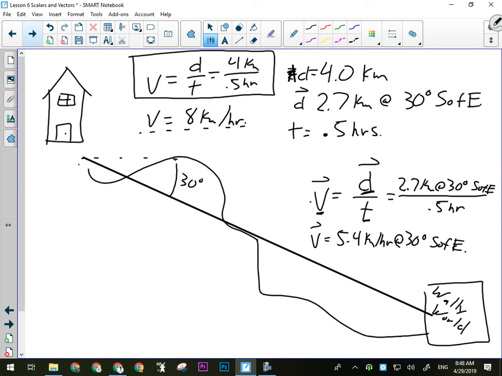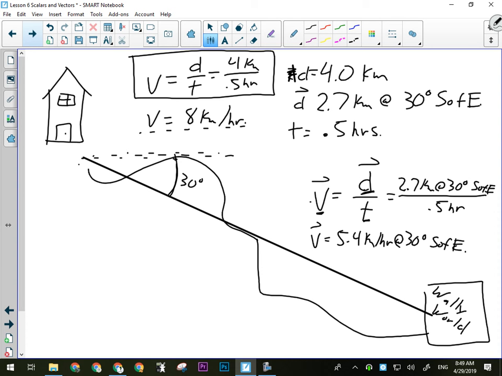If I wanted to calculate my velocity, then I would need to know my displacement. My displacement is the straight line, right? And we said that my displacement would be 2.7 kilometers at 30 degrees south of east. So here's that 30 degrees. This dotted line here is due east, so obviously I went south of that. It's the same trip, so it took me the same time, still a half an hour. So now my velocity, which is a vector quantity, is 5.4 kilometers per hour at 30 degrees south of east.